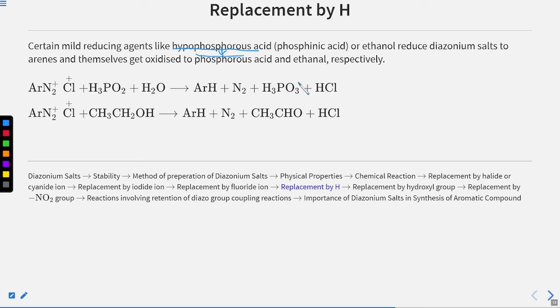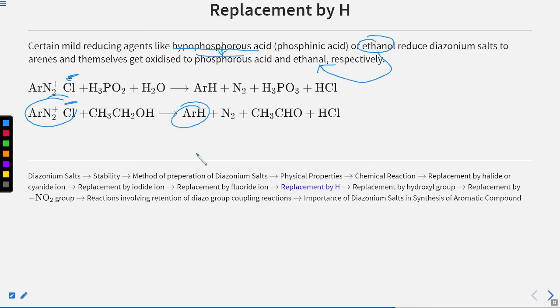Similarly, if you use ethanol, it will be oxidized to ethanal, and it will reduce the N2 plus and Cl minus, sorry, this will be reduced to your aryl group. So these are the two reactions. This is very important because you are directly getting benzene. You can think of it in a different way also.